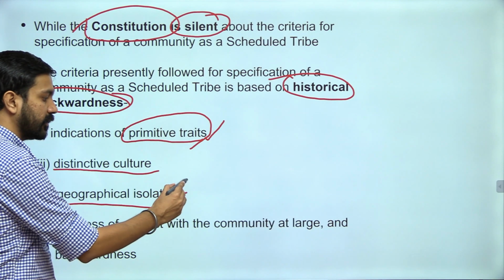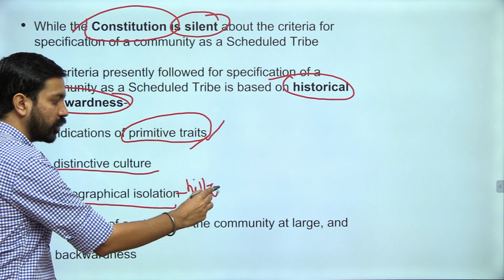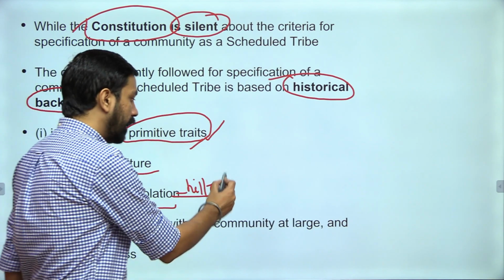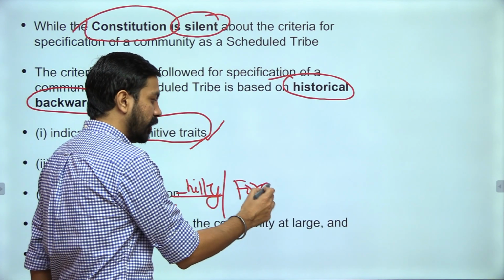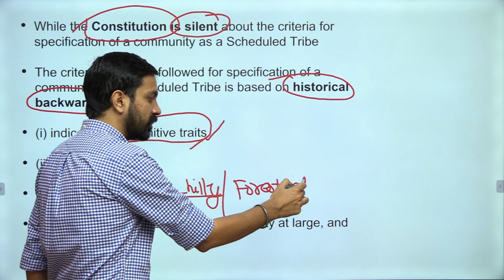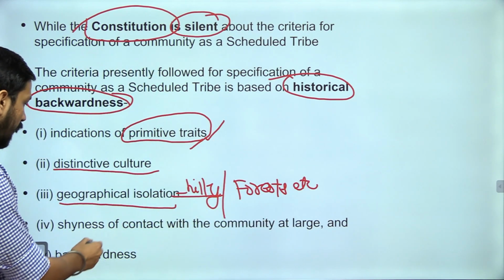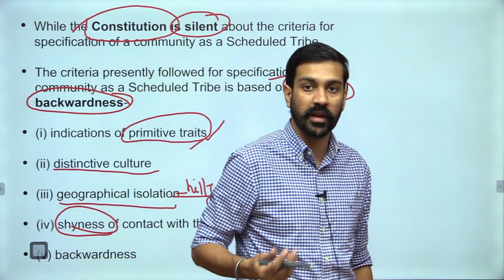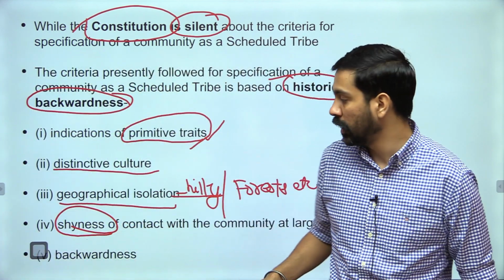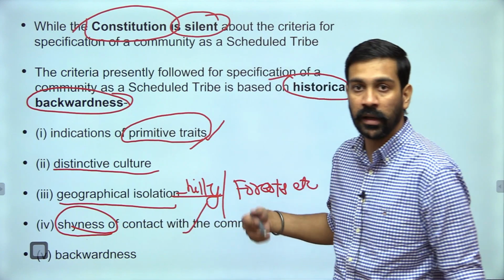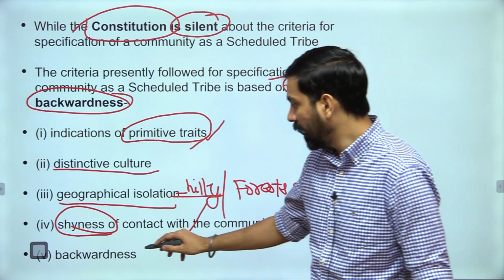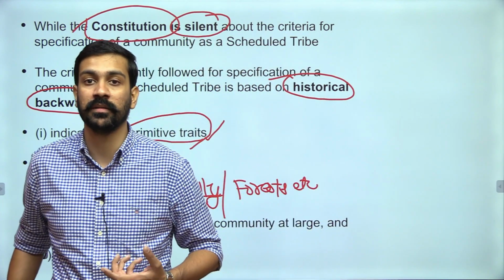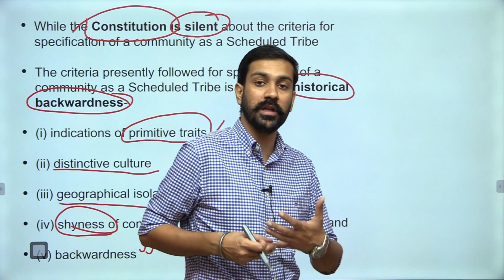Third, geographical isolation. For example, I have already told you that most of the tribals reside in hilly areas. How geographically excluded are they? Are they living in hilly areas or in forests, etc.? Fourth, shyness of contact. For example, the Andaman tribes, you must have known, do not maintain contact with the outside world. So is there shyness of contact with the larger communities or the mainland groups? And the last one is backwardness. What are their socio-economic indicators? How socially backward are they?